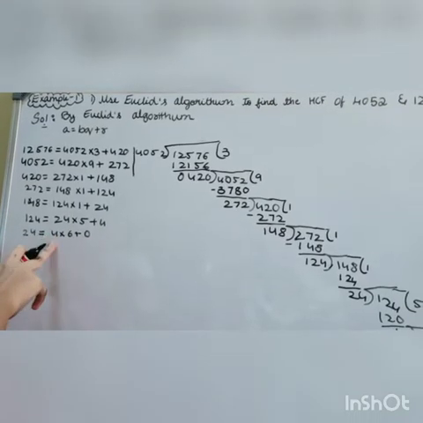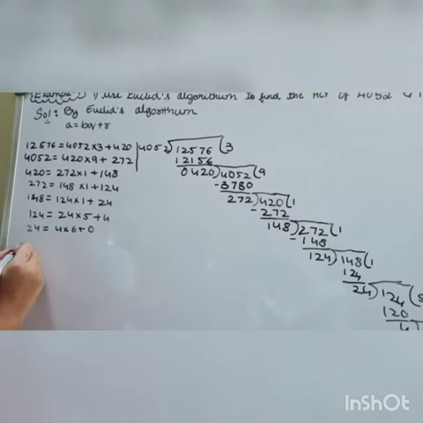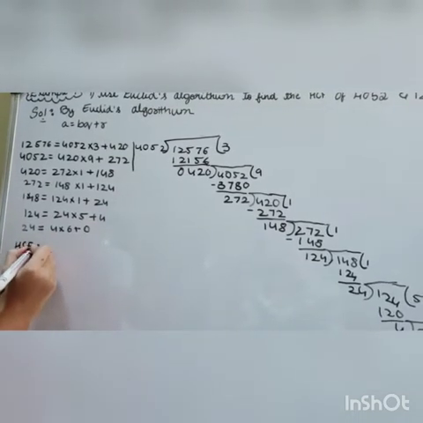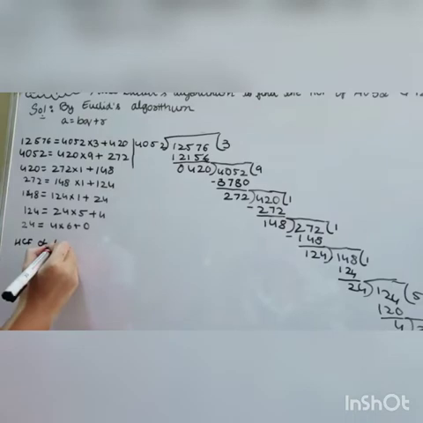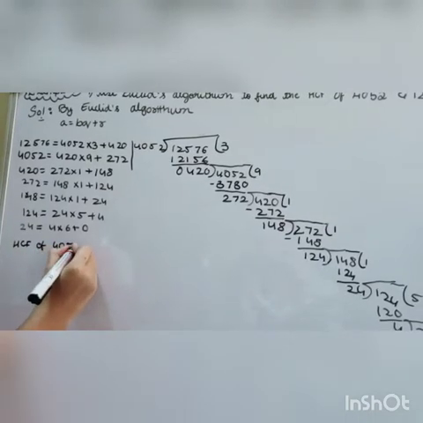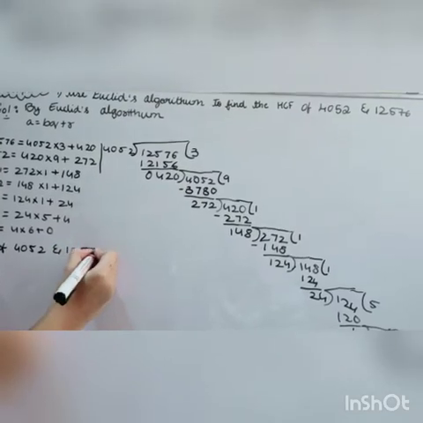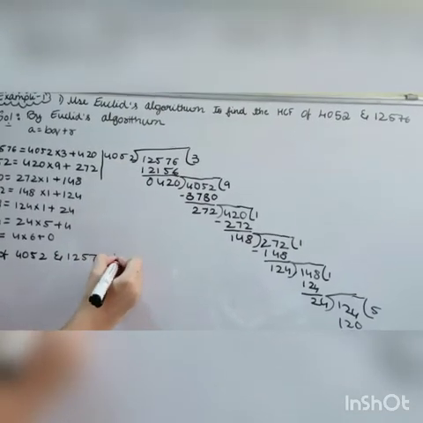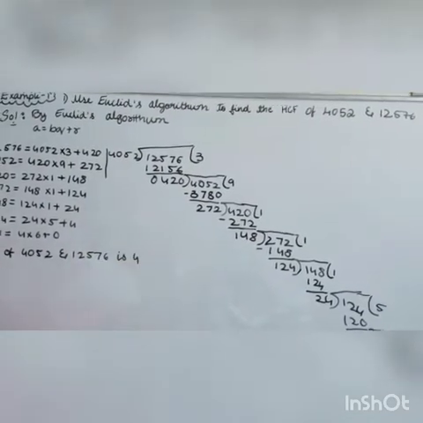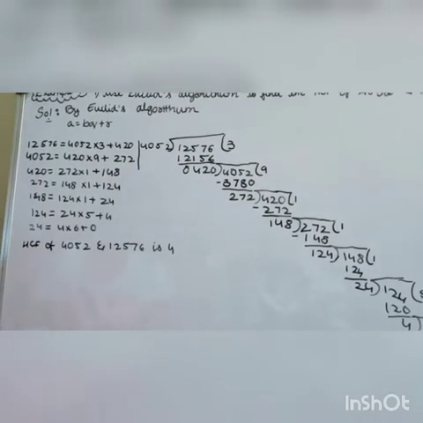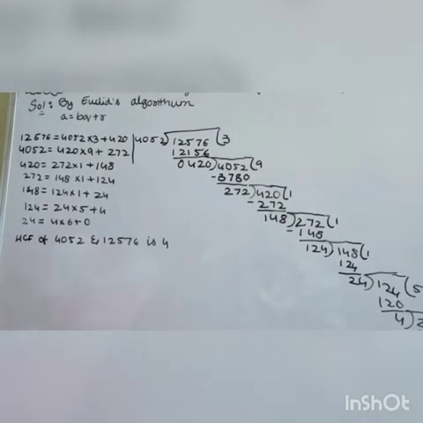Now here the last divisor will be our HCF. So HCF of 4052 and 12,576 is 4. This question is completed. Next we'll see example 2.